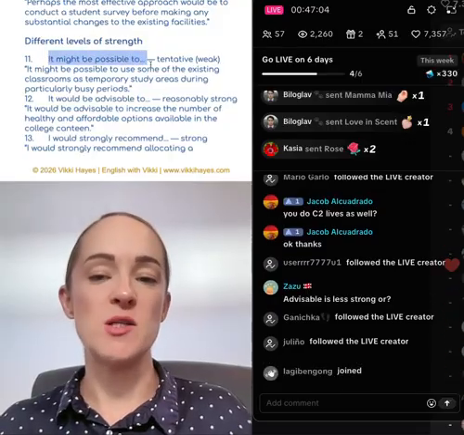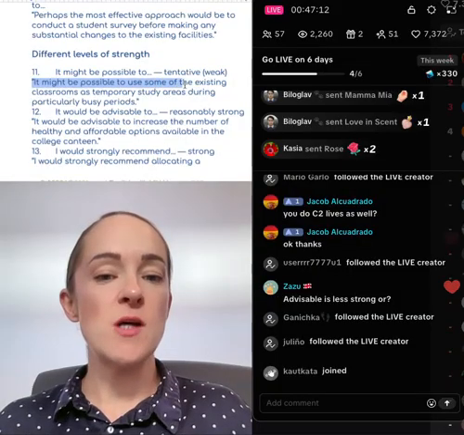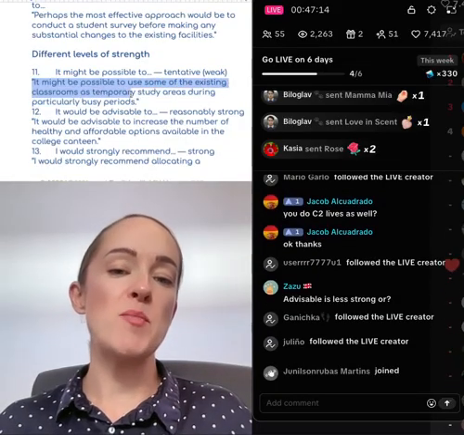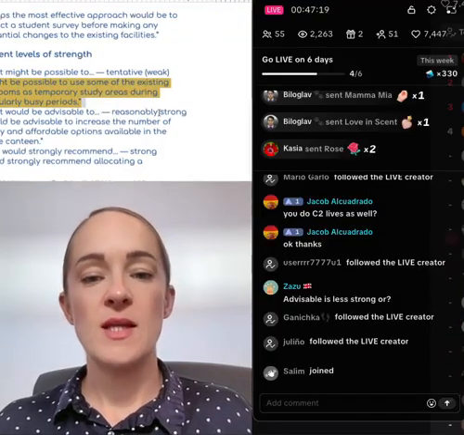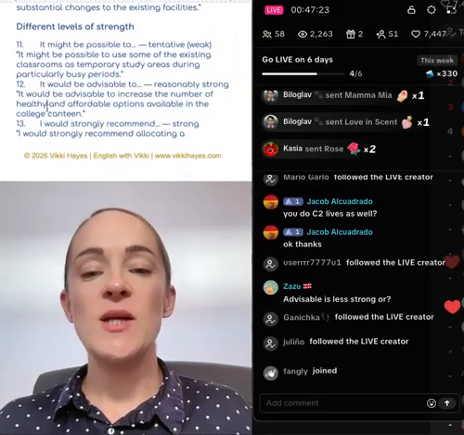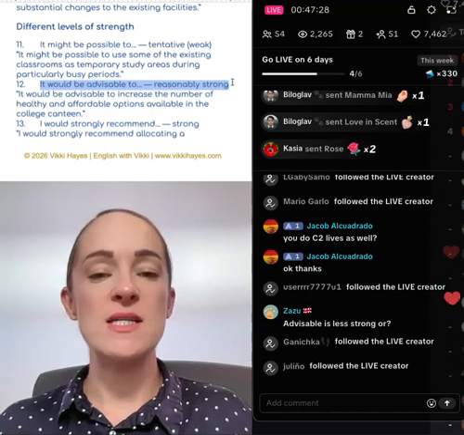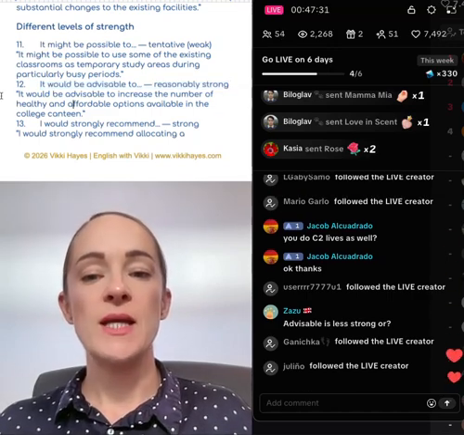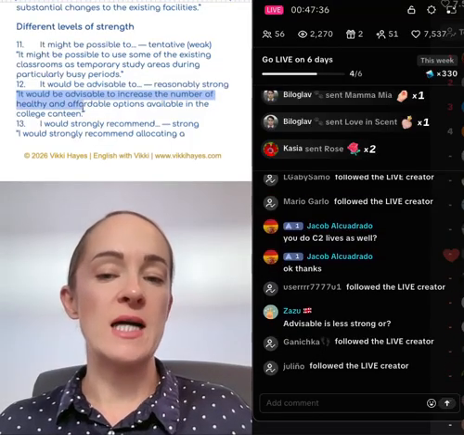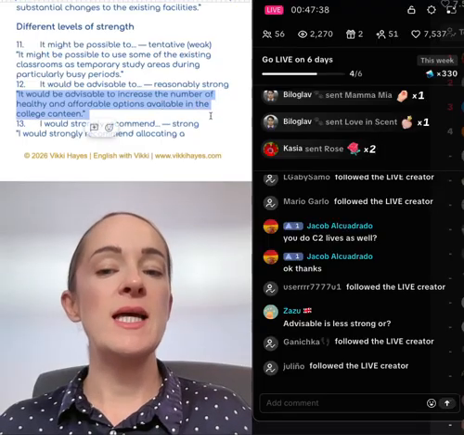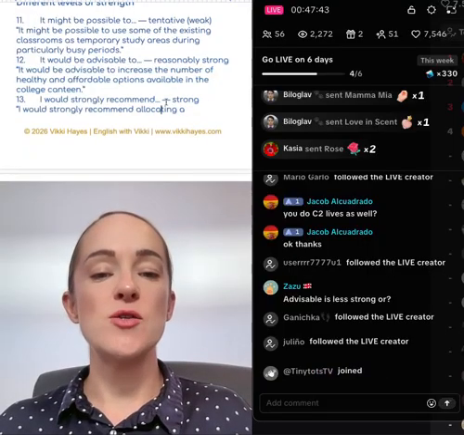It might be possible to, for example, use some of the existing classrooms as temporary study areas during particularly busy periods. My goodness. It would be advisable to, so this is reasonably strong, okay? Reasonably strong. For example, it would be advisable to increase the number of healthy and affordable options available in the college canteen. And then number 13, this is strong.